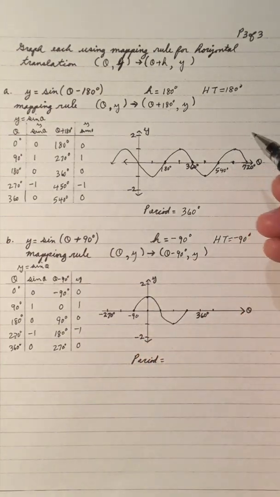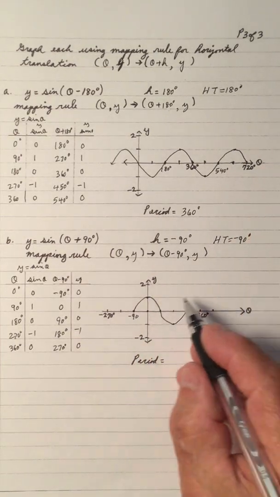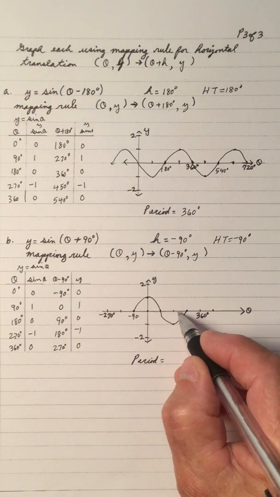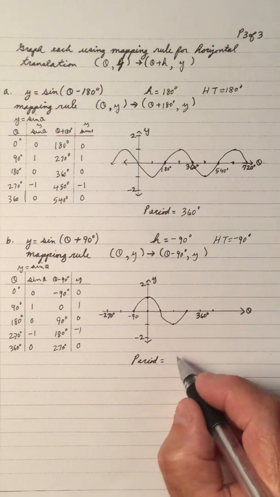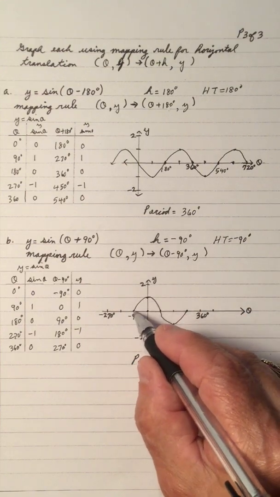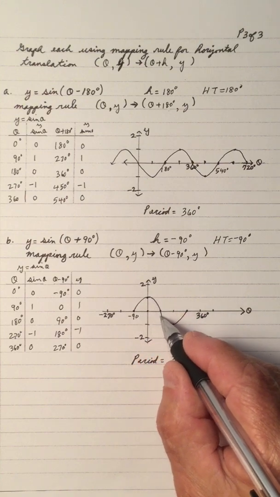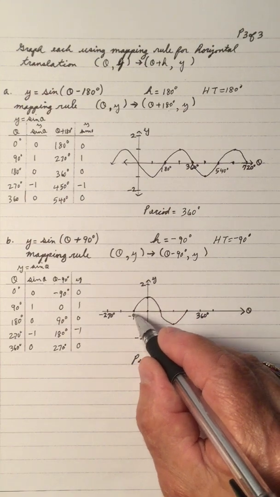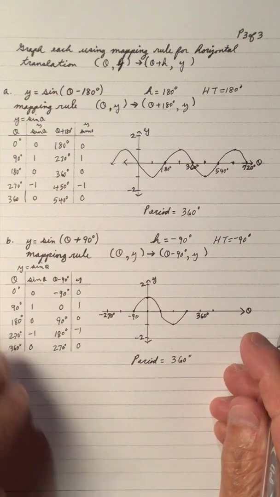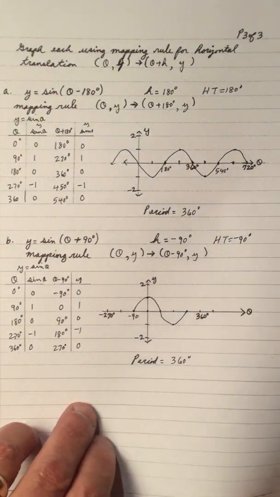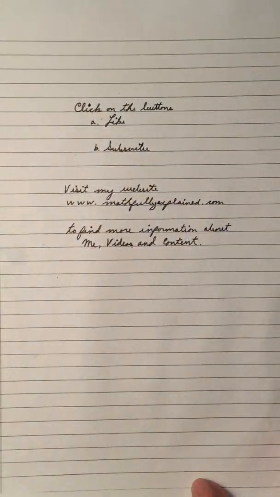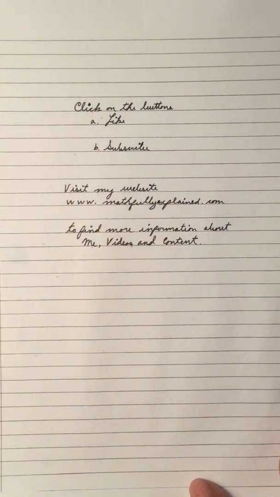And notice, compared to the basic one, which would start here, all the points are moved 90 degrees left. And the period on this one: start here until you get an S. There's the S. So from negative 90 to 270 is 360 degrees. So that's the horizontal translation, reviewing the horizontal translation.